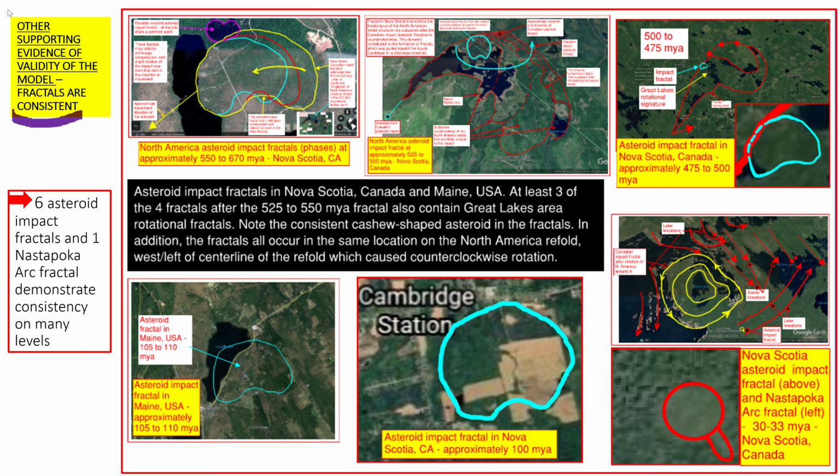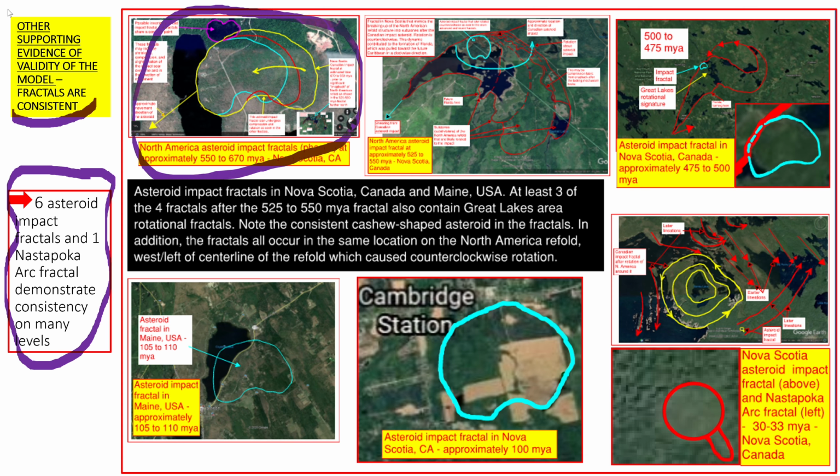Okay, here's another slide about how fractals are consistent. There are 6 asteroid impact fractals and 1 Nastapoka arc fractal that demonstrate consistency on many levels. So we look at this, and you can see that these asteroid impact fractals show time phases, such as here. They show different characteristic or dynamic phases. There's full compression here that I'm circling, and this consistency with even the character of the North America refold, of course. Everything's consistent.